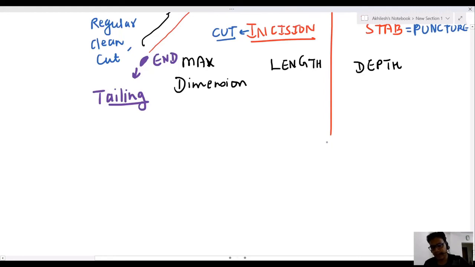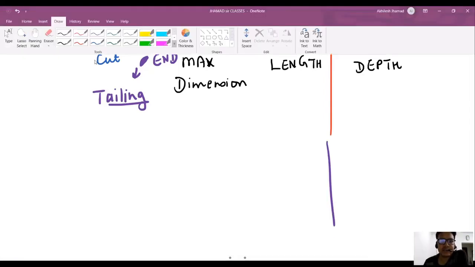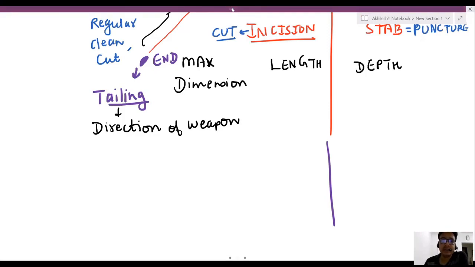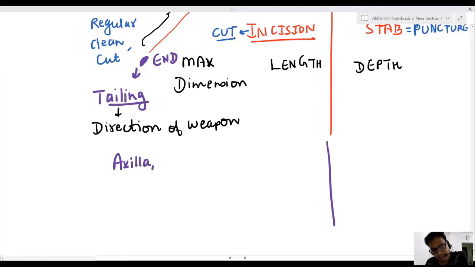Now, sir, at the end point, we have tailing. So tailing decides the direction of the weapon, because tailing is always seen at the end point. But sir, as I told you, margins are regular and clean cut, but there are two sides, axilla and scrotum.